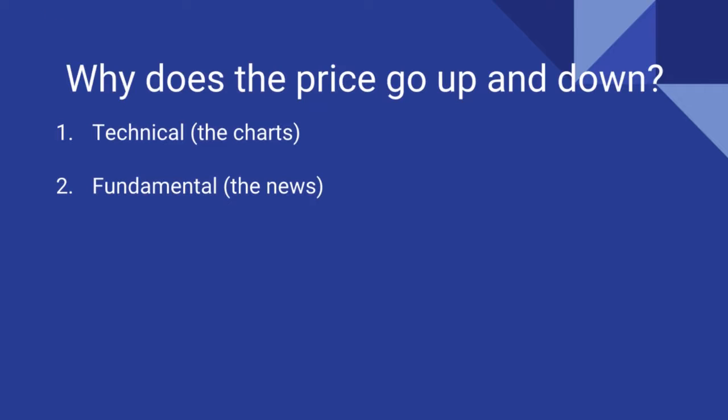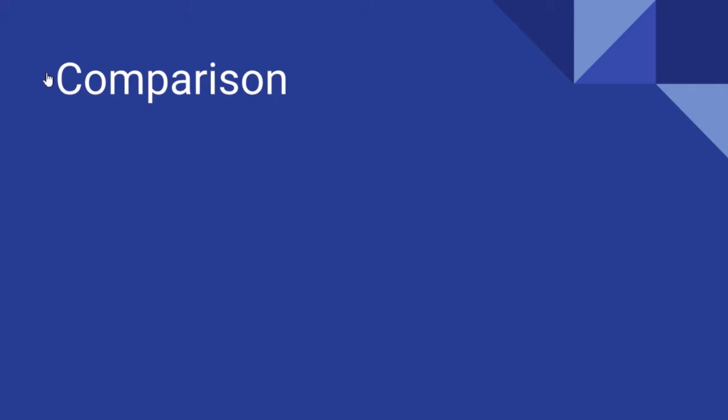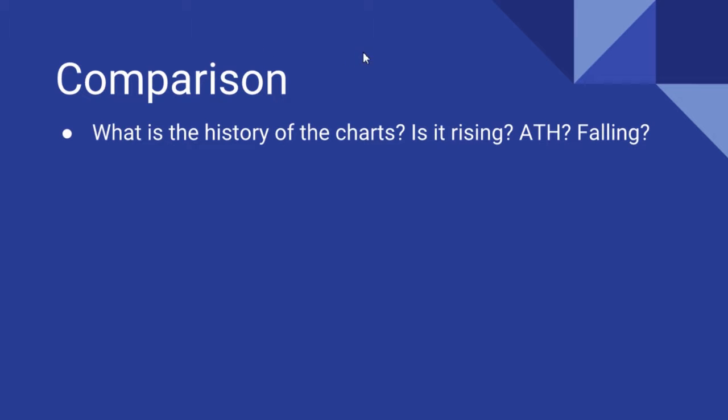All right. Now, the second thing that will actually make a difference, now let me just here with the technical analysis. So support and resistance and trend lines, we've already talked about those. So comparison as well. So that's actually a really good point. So what's the history of the charts? Is it rising or falling? Is it at an all-time high, or is it falling?